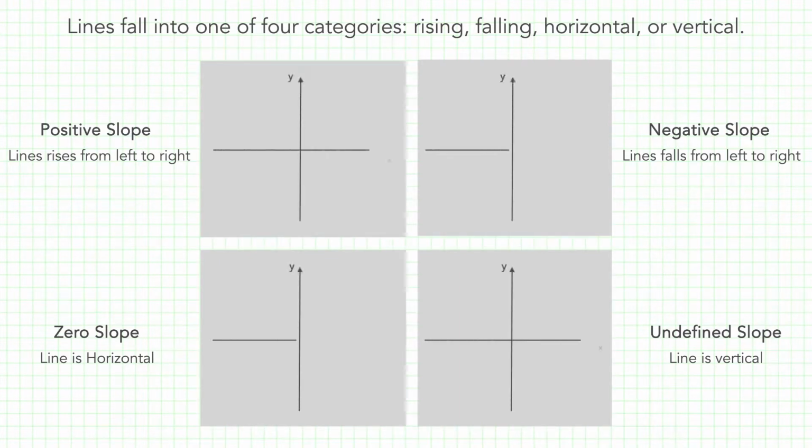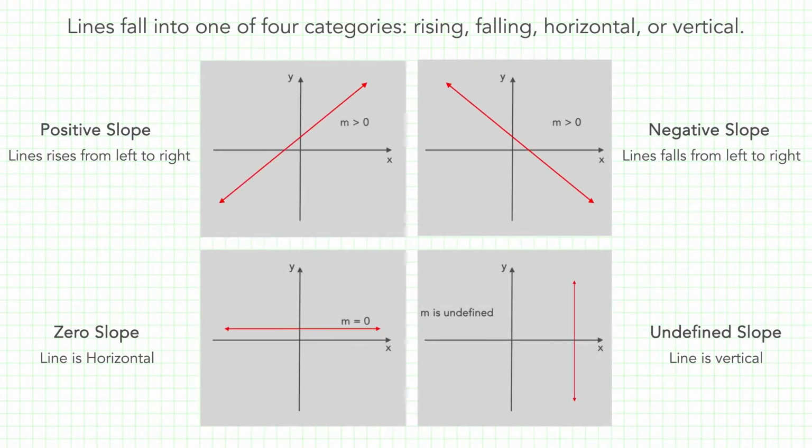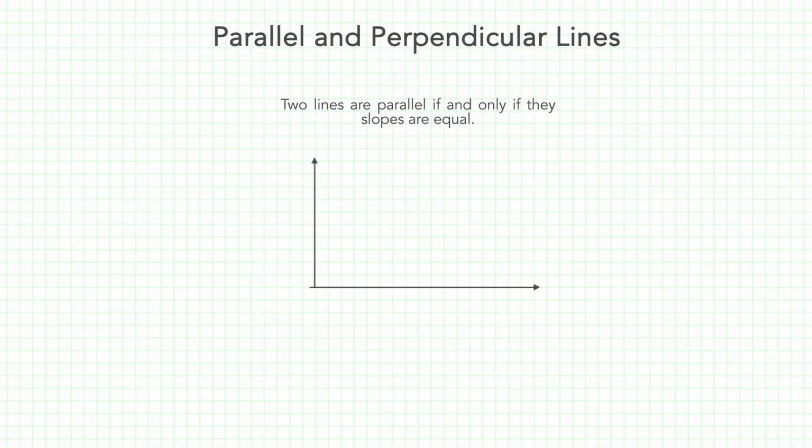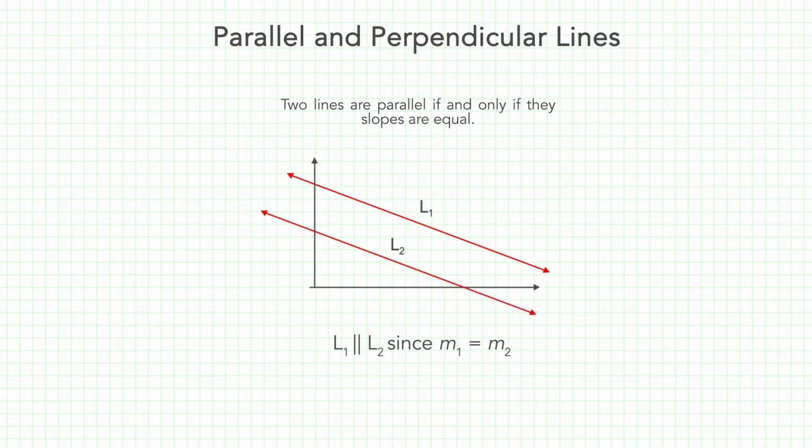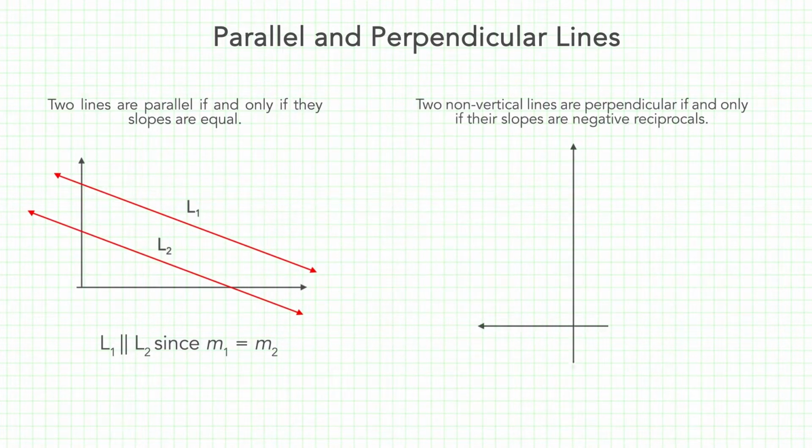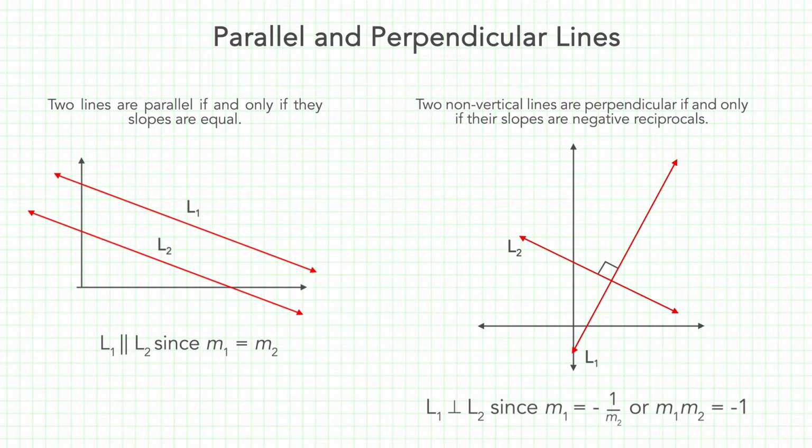Lines fall into one of 4 categories: rising, falling, horizontal, or vertical. 2 lines are parallel if and only if the slopes are equal. L1 is parallel to L2 since the slope of line 1 is equal to the slope of line 2. 2 non-vertical lines are perpendicular if and only if their slopes are negative reciprocals. Line 1 is perpendicular to line 2 since the slope of line 1 is the negative reciprocal of the slope of line 2, or the product of the slopes of the 2 lines is equal to -1.